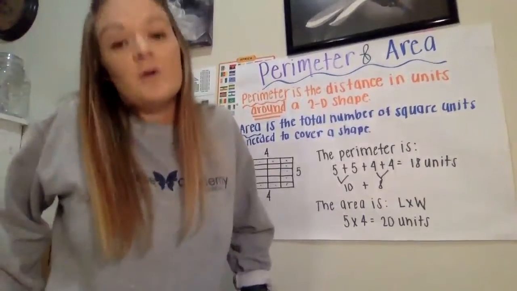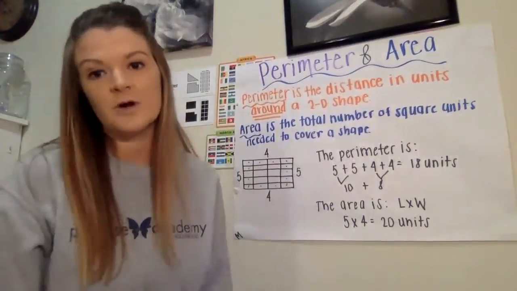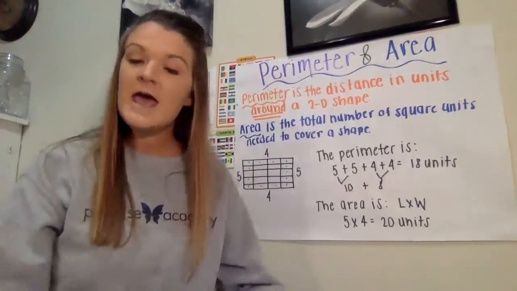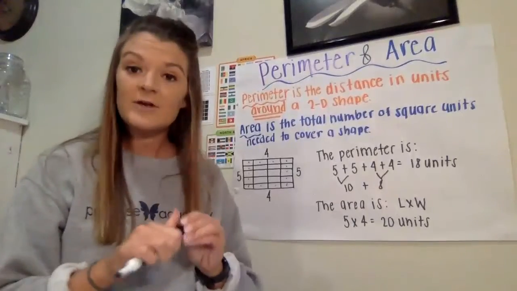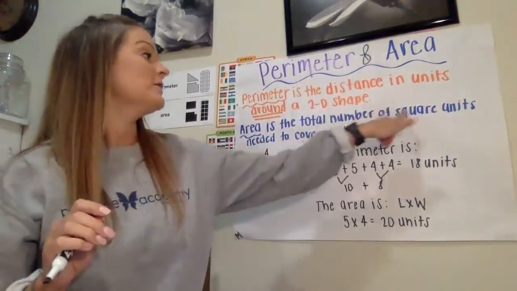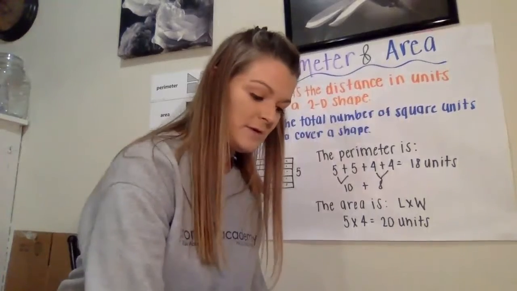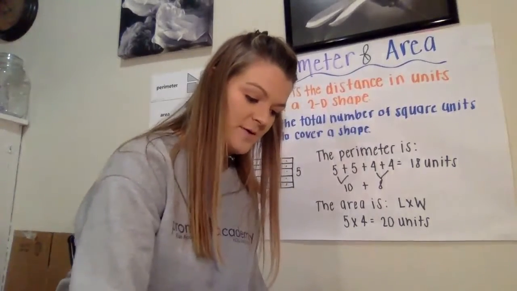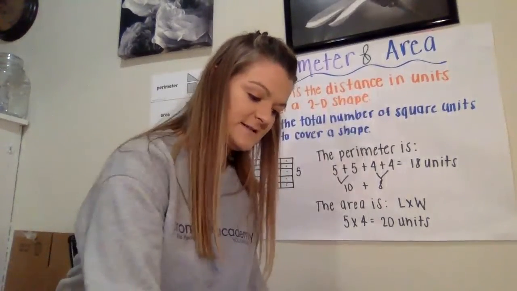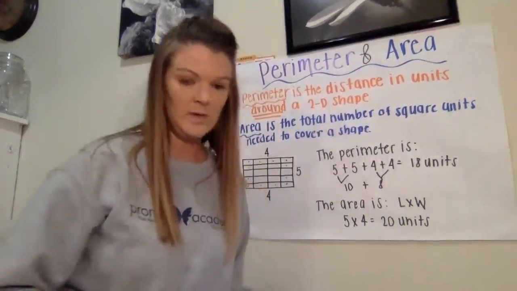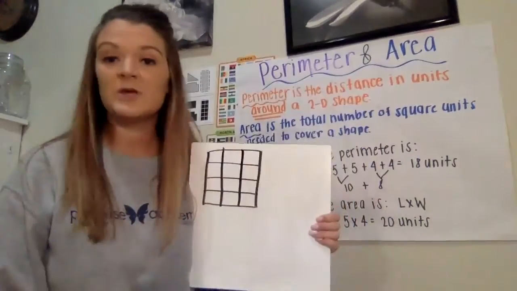Now, if you remember before we left, we had been doing a little bit of work with perimeter and area. And we know already that area is the total number of square units needed to cover a shape. So for example, if you saw a shape like this, what are some ways we could find the area?